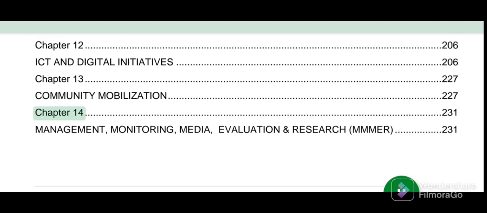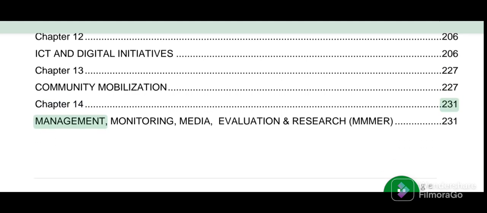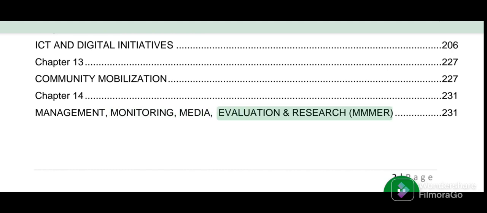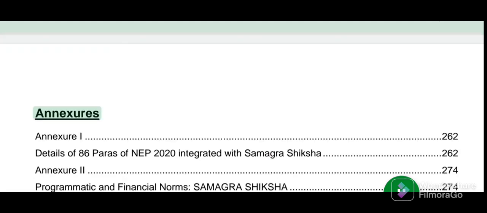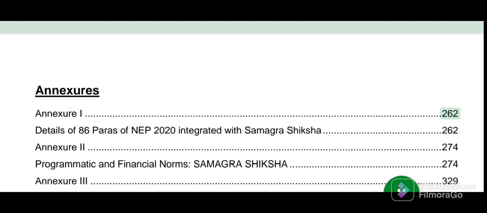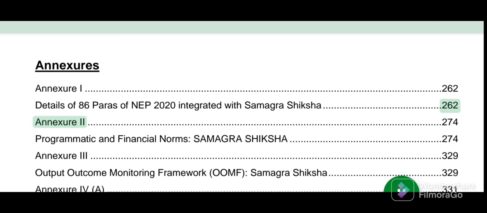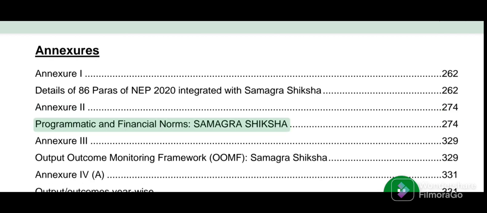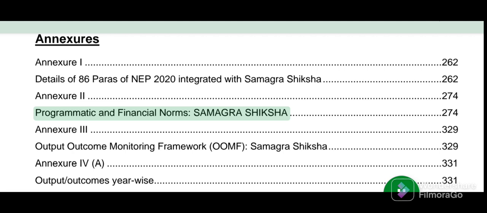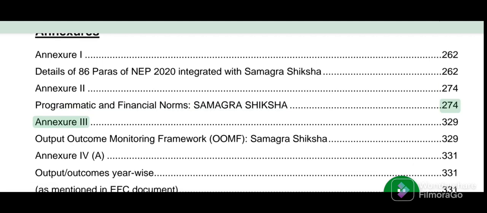227. Chapter 14, 231. Management, Monitoring, Media, Evaluation and Research, MMMER, 231. Annexures. Annexure I, 262. Details of 86 paras of NEP 2020 integrated with Samagra Shiksha, 262. Annexure 2, 274. Programmatic and Financial Norms, Samagra Shiksha.